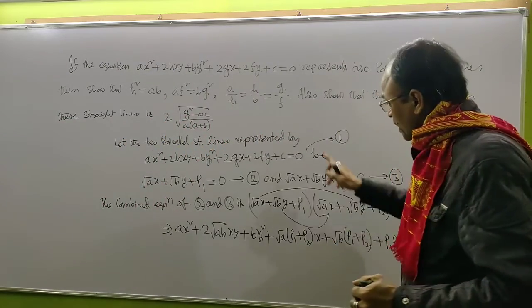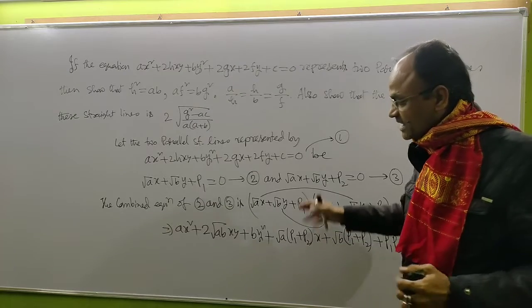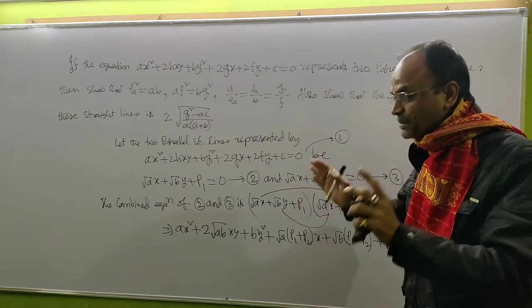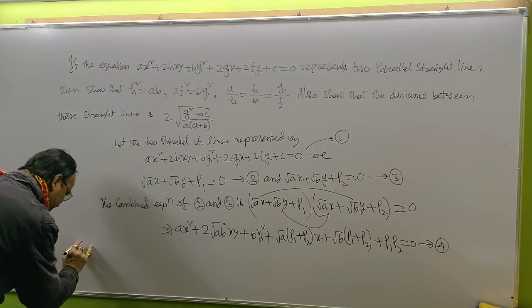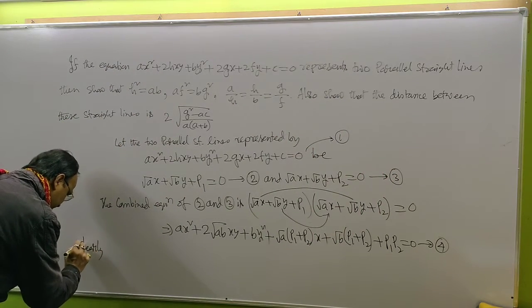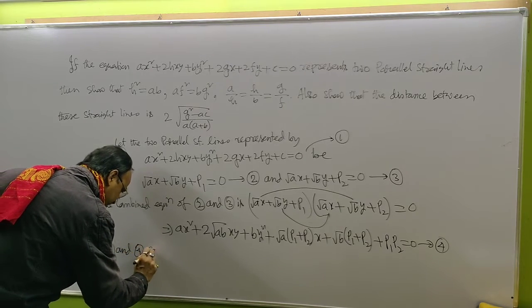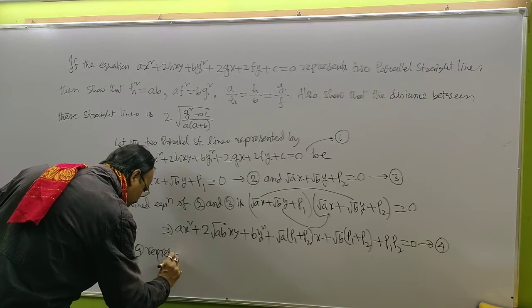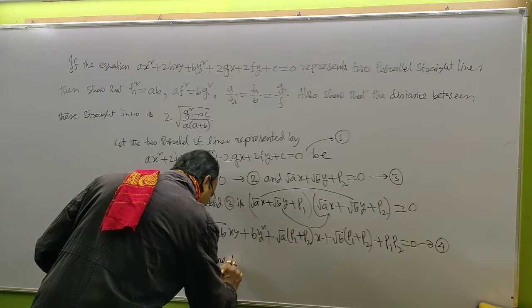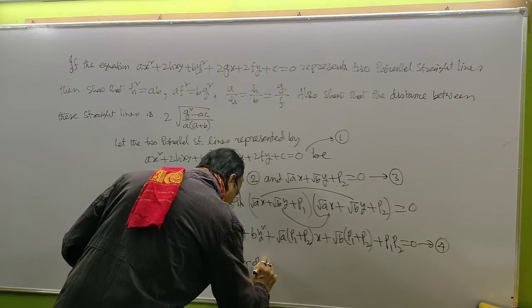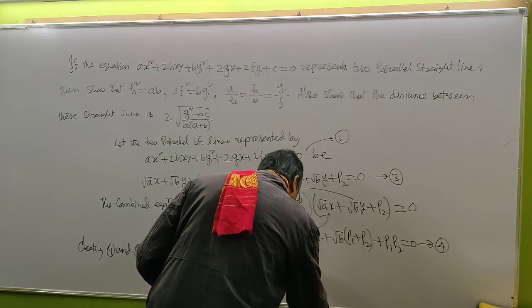Now you see 1 and 4 represent the same pair of parallel straight lines.